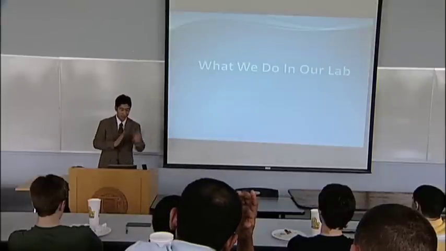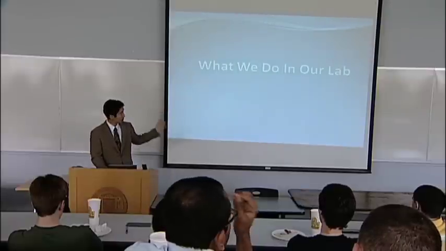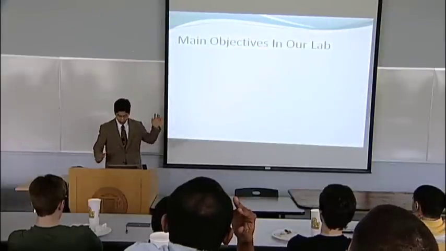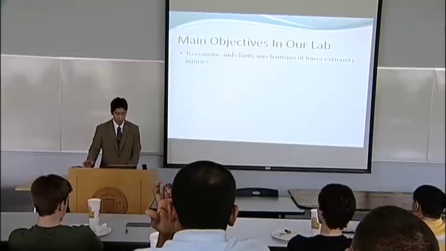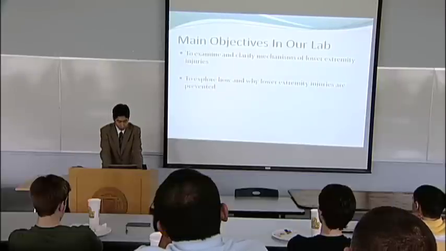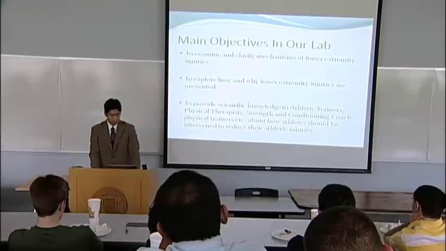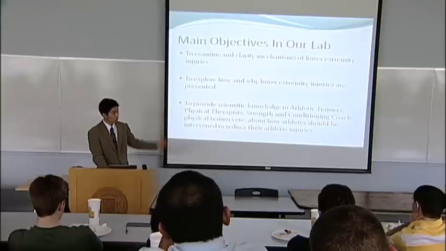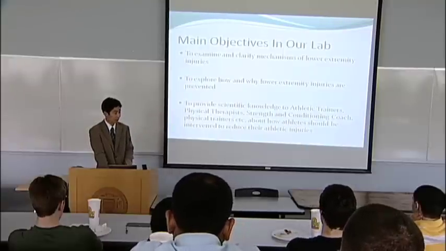So anyway, now I just want to talk about what we do in our research lab. I just want to introduce this at the end. With this framework of injury prevention research, our main goal is, first, to examine and clarify mechanisms of lower extremity injuries, and also to explore how and why lower extremity injuries are prevented. Also, I want to provide scientific knowledge to athletic trainers, physical therapists, strength and conditioning coaches, those kinds of people who actually practice, about how injury can be prevented.